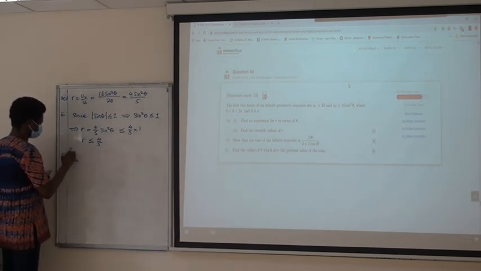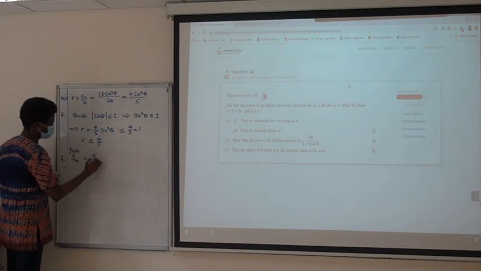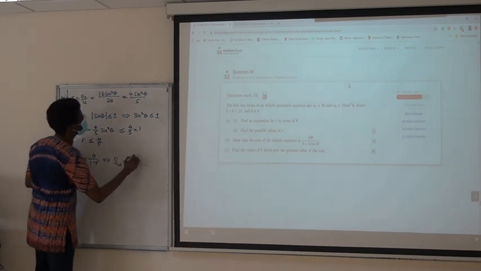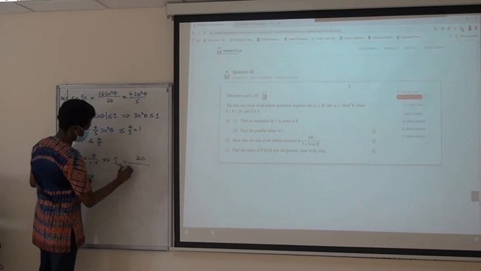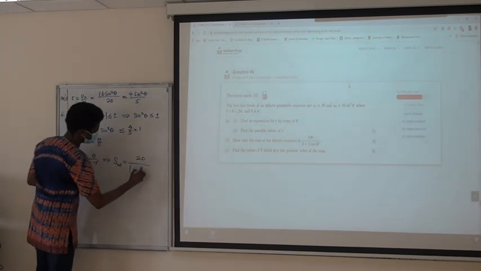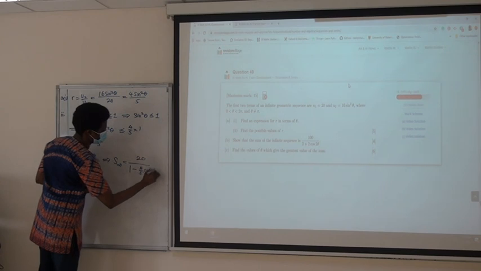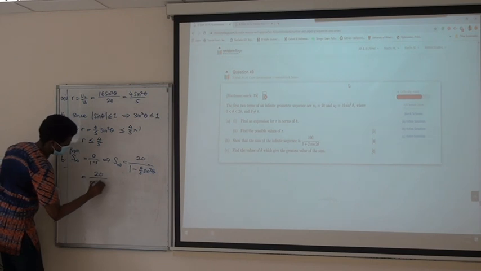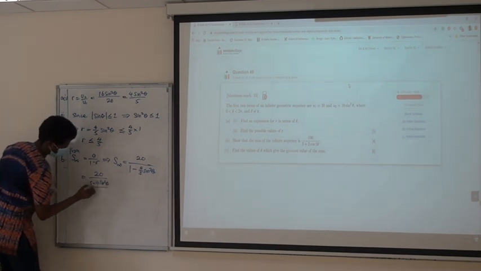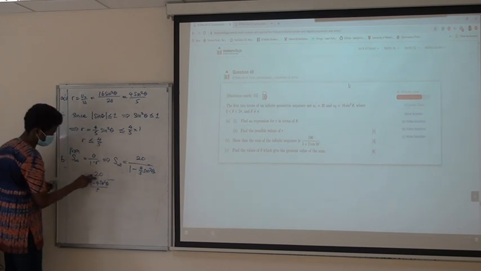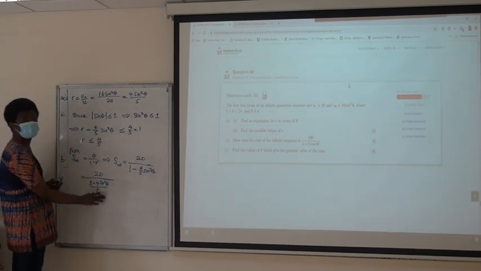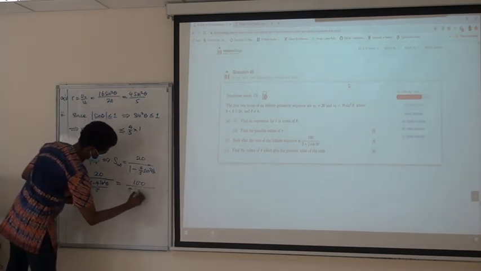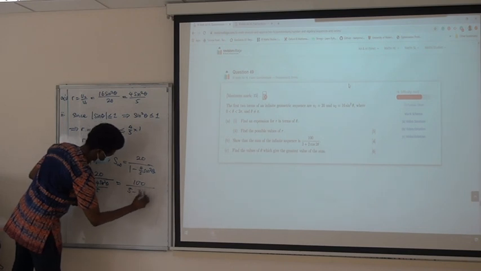So, S infinity is a over 1 minus r. It implies that S infinity in this case is, what is a? 20 over 1 minus r, which is 1 minus this fraction, 4 over 5 sine squared theta. If we simplify that, it's 20 over (5 minus 4 sine squared theta) divided by 5. So this is the whole fraction, like a number divided by a fraction, and we know what happens here. 100 goes to the top, then you have 5 minus 4 sine squared theta.